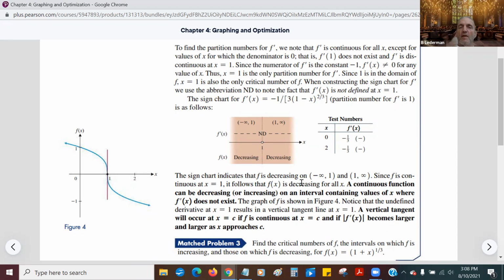So this means that this function is always decreasing, even at x equals 1, because the function itself is defined when x equals 1. The derivative is not defined when x equals 1, but the function is defined when x equals 1. Isn't that cool and awesome and amazing? So therefore, it's always decreasing, and it has a vertical tangent when x equals 1, and there's the vertical tangent. So this is very cool and very awesome.